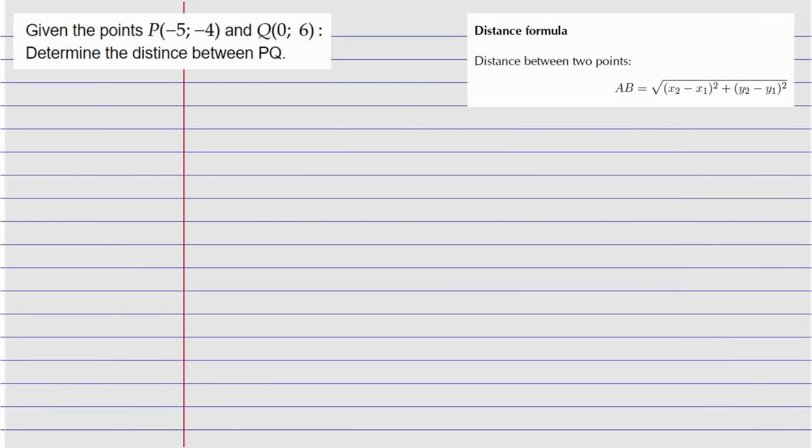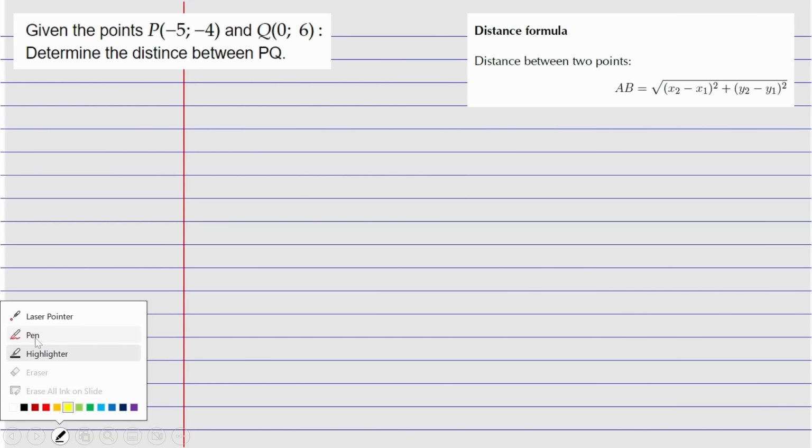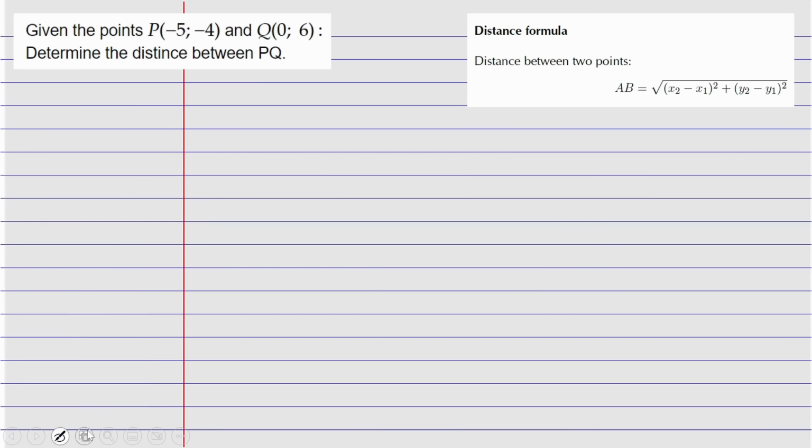So now let's do an example on distance formula. You're given a point P, which is (-5; 4), and Q, which is (0; 6). It says determine the distance between PQ. They could also say determine the length between PQ. Distance and length, it's exactly the same thing. So now let's do that.